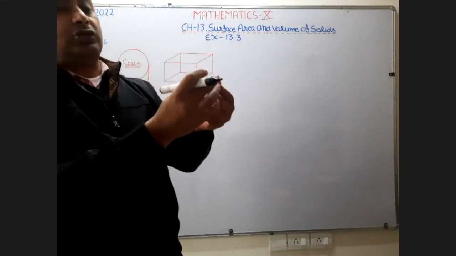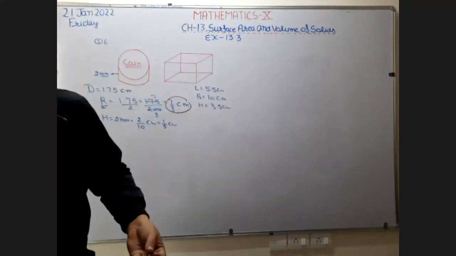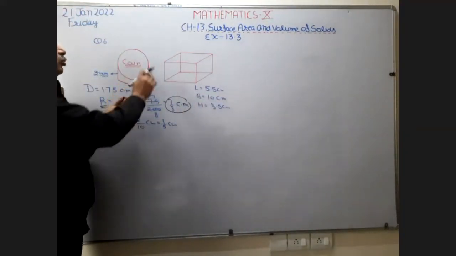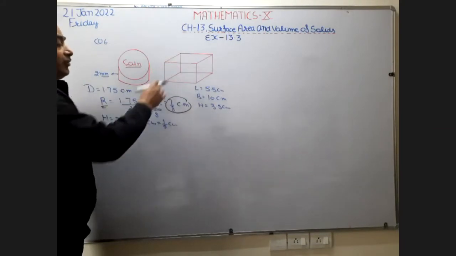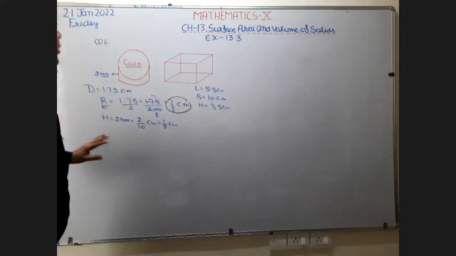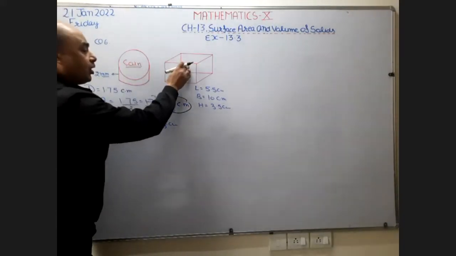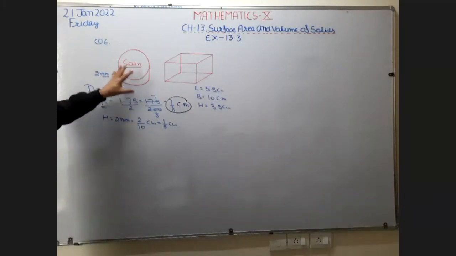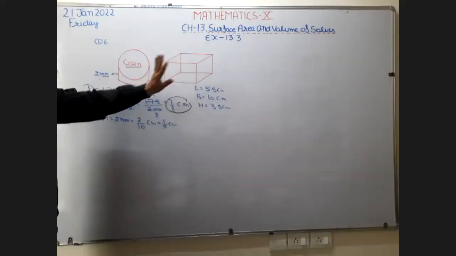So in this question, we're going to check how many coins are required. With these coins, I want to make this cuboid shape. So how many coins are required to make this shape of cuboid? So this is your question. We want to find the number of coins so that this solid is possible to make.